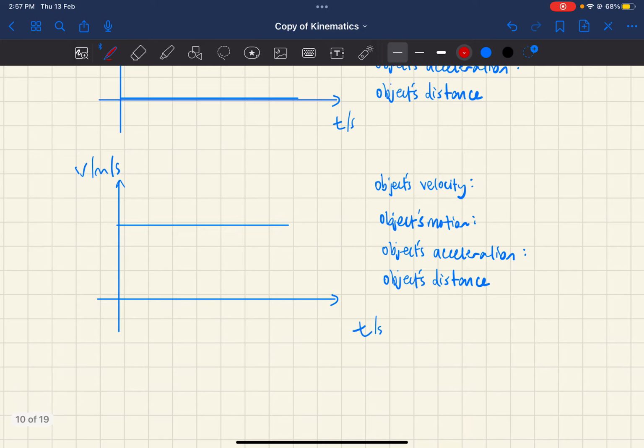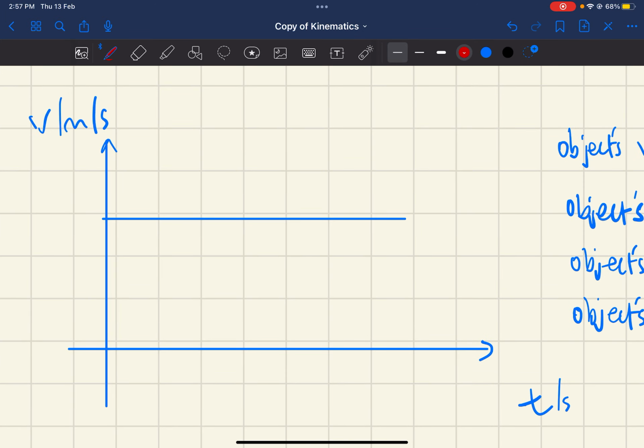So let's take a look at this first graph over here. Your velocity, as you can see, is constant all throughout this journey. Next one, let's think about the acceleration. Your acceleration is the gradient of the graph, and the line over here is a horizontal line. So the gradient, which is equal to rise over run, your rise is actually 0. So your gradient is 0, which means that your acceleration is 0.